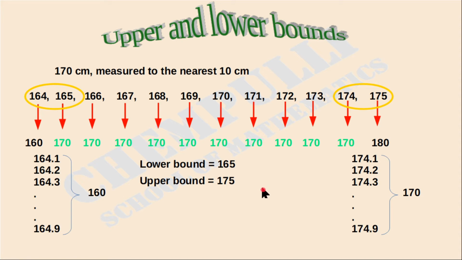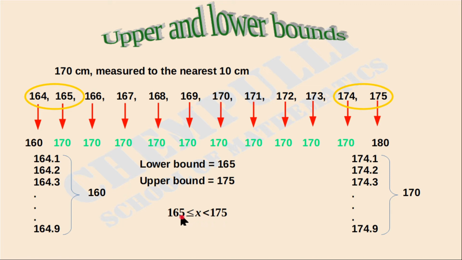Then we can write this one as an inequality like this: 165 less than or equal to x less than 175. Because here we can't include equal to. Why can't we include equal to here? Because in the 175 case, if we round off this 175 to the nearest 10, we will get the next number 180. We will not get the number 170. That's why we are not including equal to in this upper bound case.